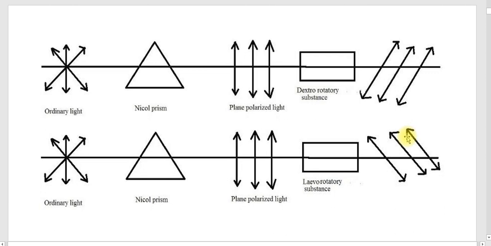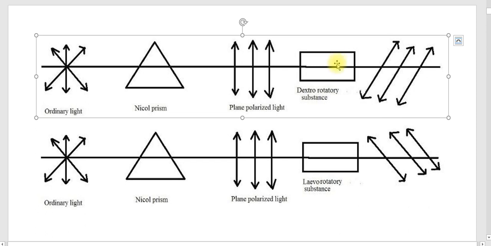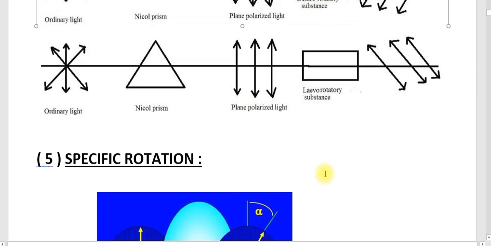Here, as shown here, the dextrorotatory and levorotatory. Here, the ordinary light is passed through a Nicol prism and we obtain a plane polarized light, that is called the polarization. If the plane polarized light is again passed through a substance which rotates that plane of polarized light to the right, then it is called the dextrorotatory substance. If the plane polarized light is passed through another substance and it is rotated to the left, then it is called the levorotatory substance. Anyway, the substance is called dextrorotatory if the plane of polarized light is rotated towards the right side, and if it is towards the left side, then it is called the levorotatory substance.